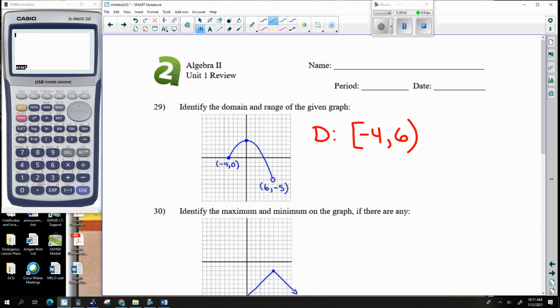The range, the lowest thing that I have is that. The highest thing that I have is that dot right there, which is technically at 0, 4. That's the highest dot that I have in this picture. So the range is the lowest, which is at -5, and the highest, which is at 4. It's an open dot at the -5, and it goes through that 0, 4, so that is a square bracket on the 4.